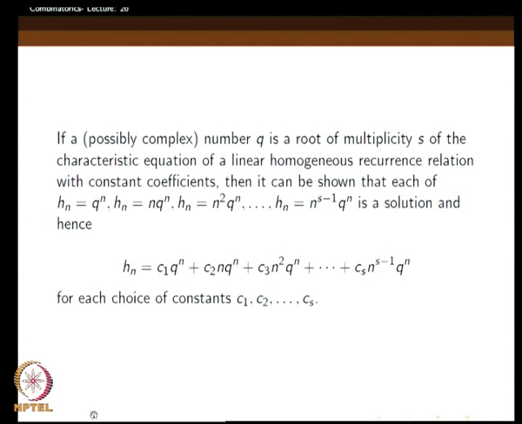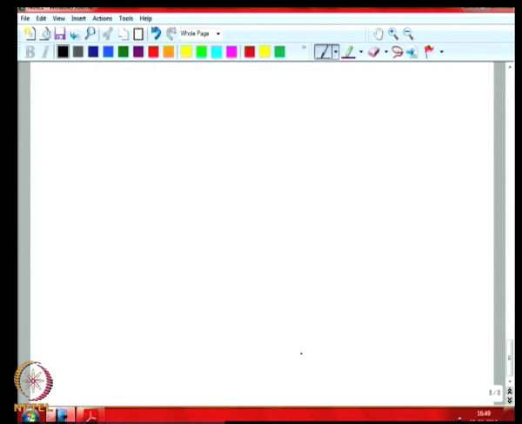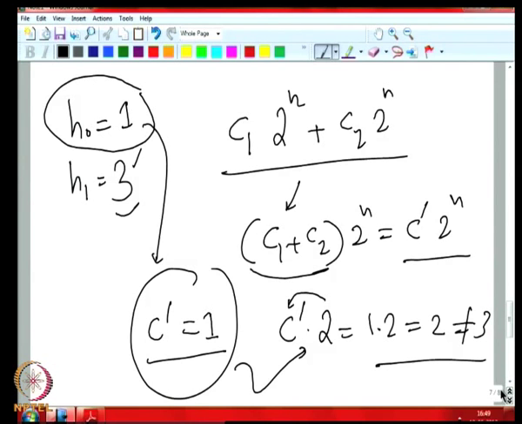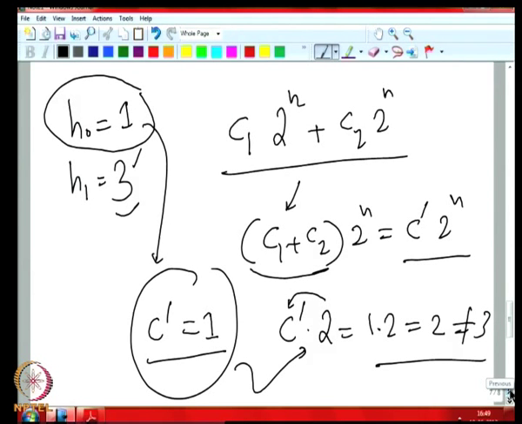Irrespective of the constants c1, c2, c3, cs we take, this will be a solution also. So, in our previous case, we had 2 coming 2 times. So, we say that 2 raised to n is a solution, and also n times 2 raised to n is a solution.